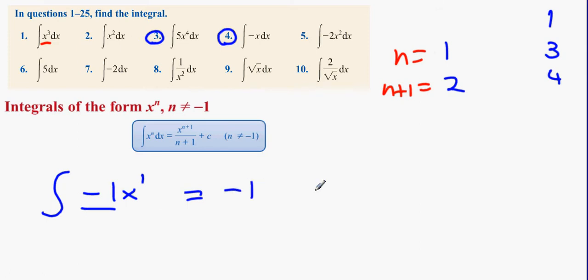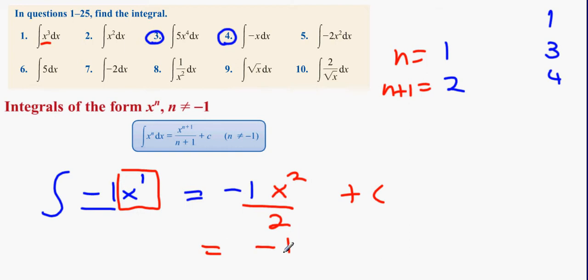Once again, bring the number straight across. Now integrate the x to the power 1. When you integrate x to the power 1, we get x to the power of n plus 1, which is 2, divided by 2, plus c. So it's going to be minus a half x squared plus c. When you differentiate that, you'll get minus 1 back. Okay, so let's go a bit harder, like question 7.